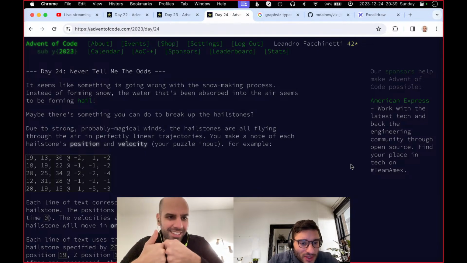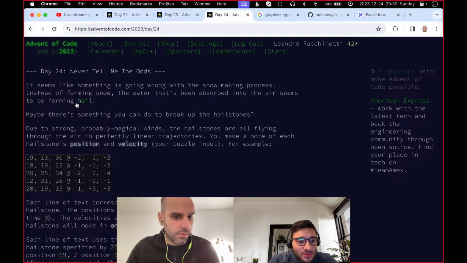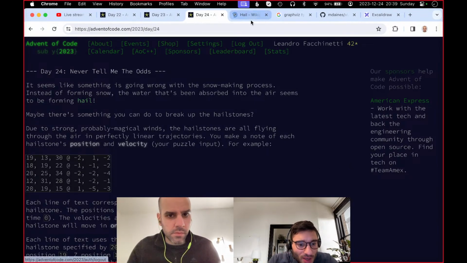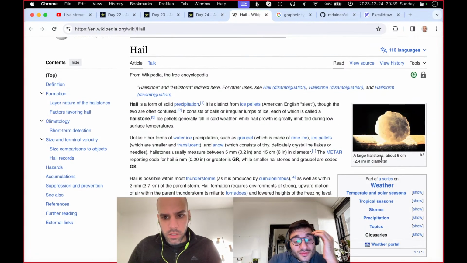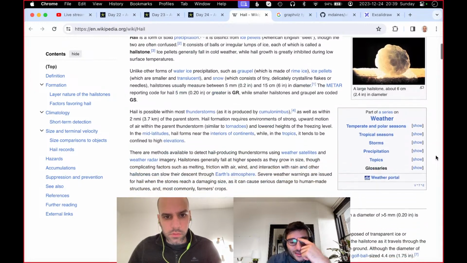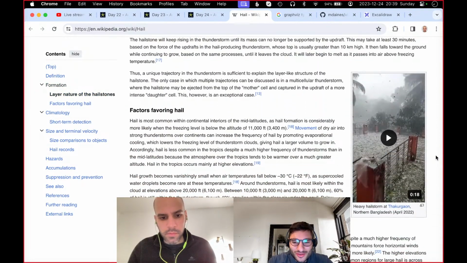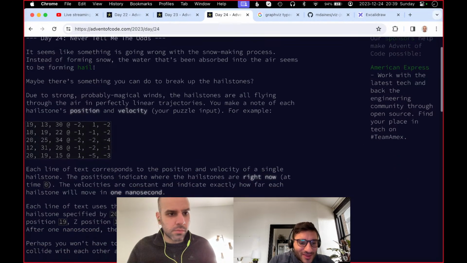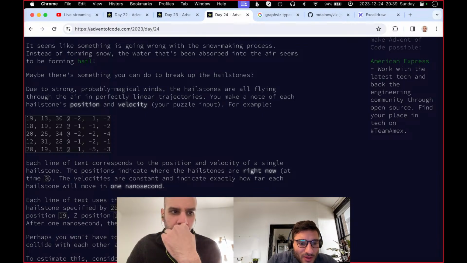Never tell me the odds. It seems like something is going wrong with the snow-making process. Instead of forming snow, the water that's been absorbed into the air seems to be forming hail. Maybe there's something you can do to break up the hailstones. This is hail. A large hailstone. As somebody who's lived in England before, I'm very familiar. What's the name in Portuguese, actually? I forgot. Granizo. Granizo, yeah. Okay.